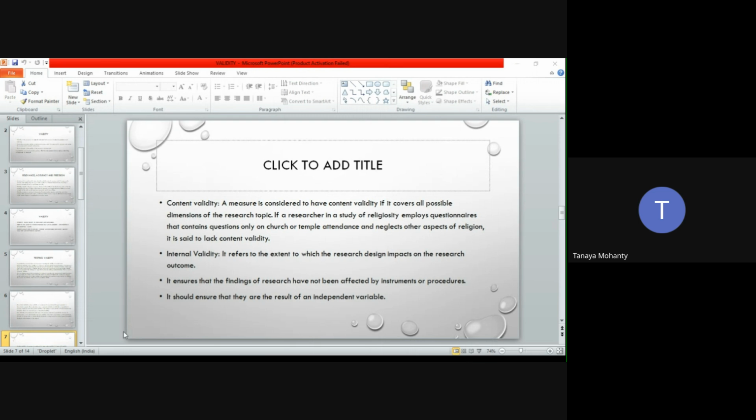So what could be the possible indicators to assess your religiosity? Any one of you?